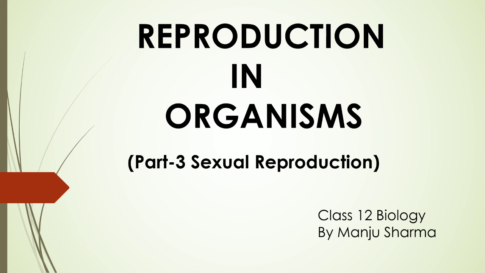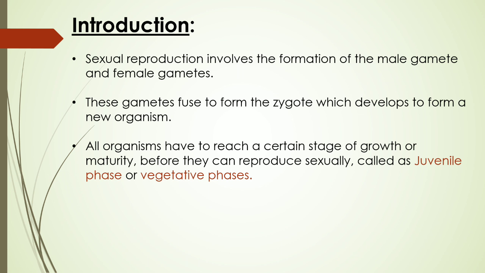I am Manju Sharma. In this video, we will study about sexual reproduction. So, sexual reproduction involves the formation of male gamete and the female gamete. These gametes fuse to form zygote which develops to form a new organism.